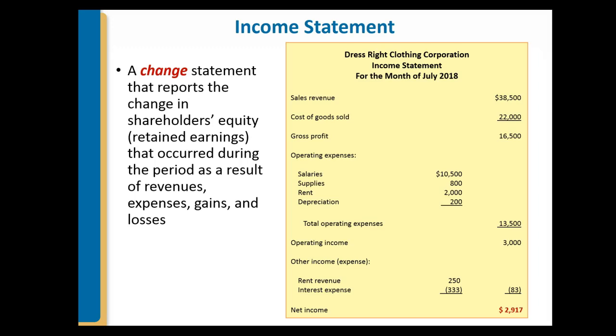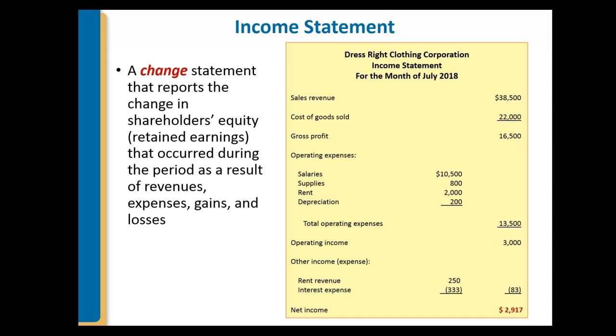The income statement for Dress-Right Clothing Corporation for the month of July of 2018 indicates a net profit of $2,917. Dress-Right's a corporation and subject to the payment of income tax on its profits. We ignore this required accrual here and address it in a later chapter. But a common classification scheme is to separate operating items from non-operating items, like in this income statement.